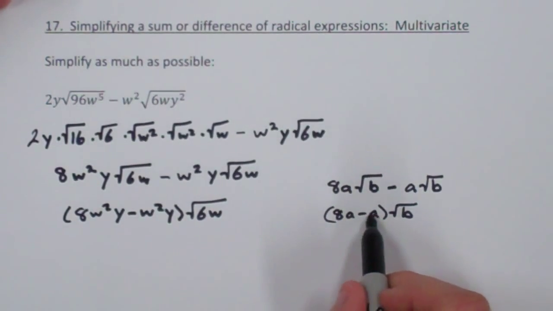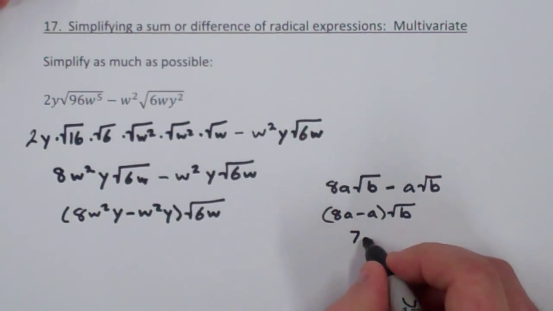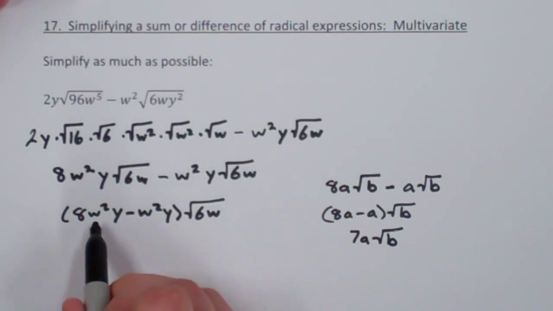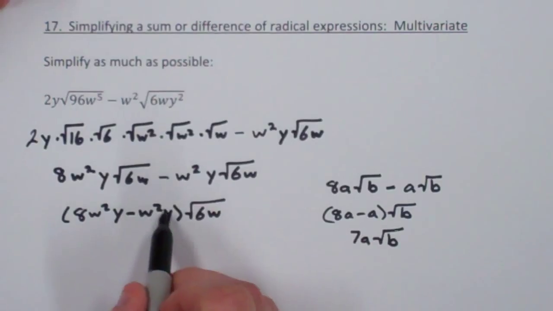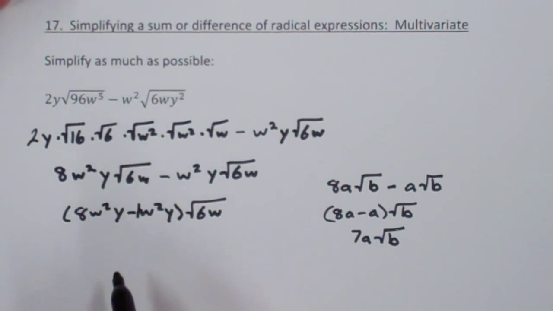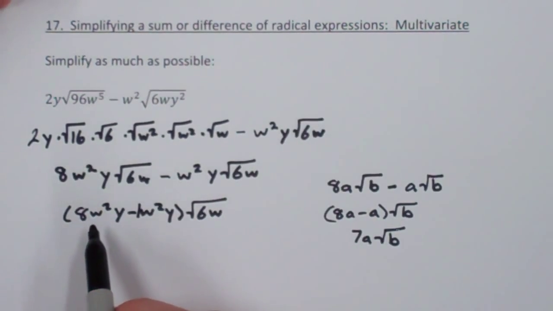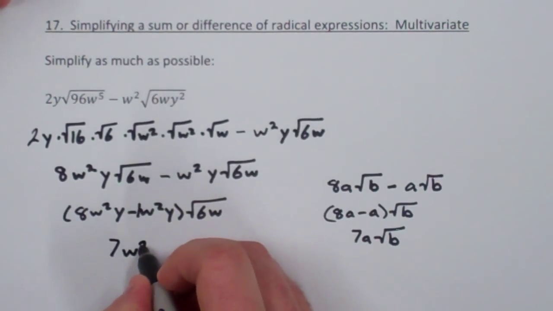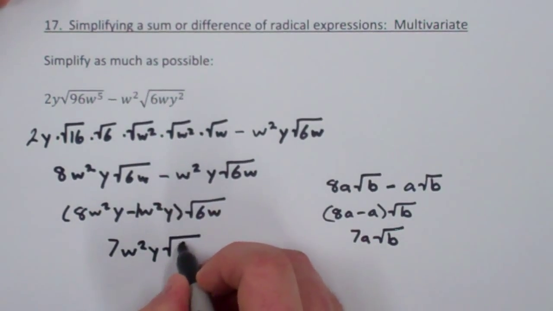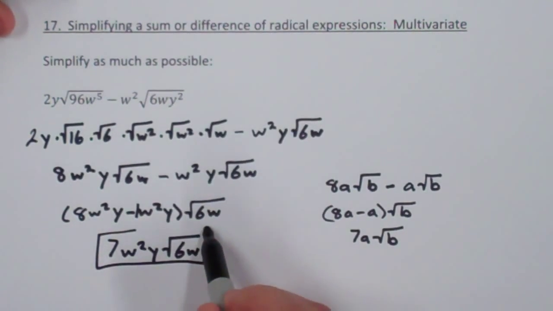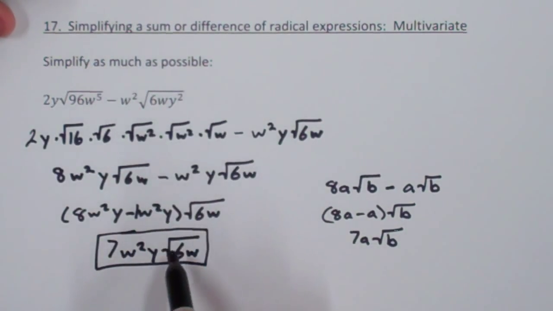What's nice about this is we could actually do this 8a minus a, that's 7a root b. So we can go ahead and do that here as well. You'll notice that the variable parts and the exponents are exactly the same, so these are like terms. If we include a 1 here, that can help you understand that it's going to be 8 minus 1, or 7, w squared y, and then the square root of 6w has to remain the same. There's your final answer, this whole expression simplified.